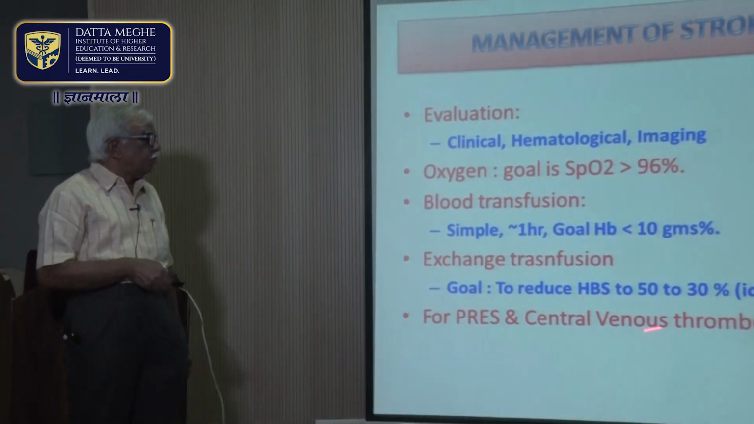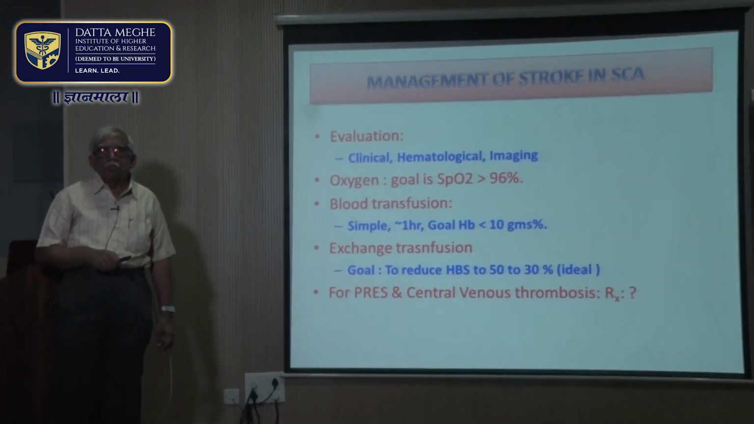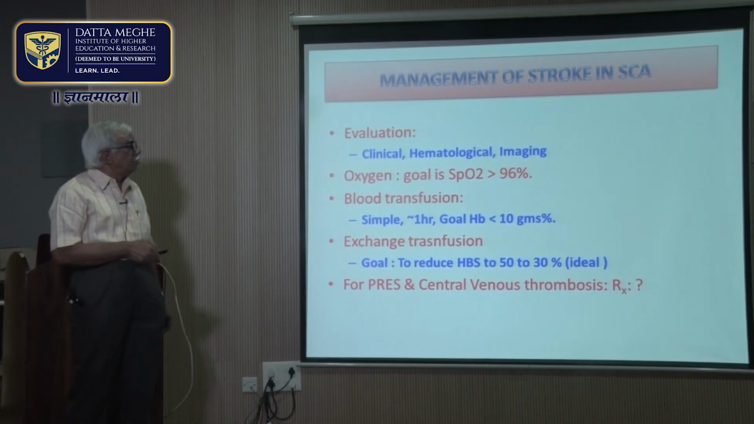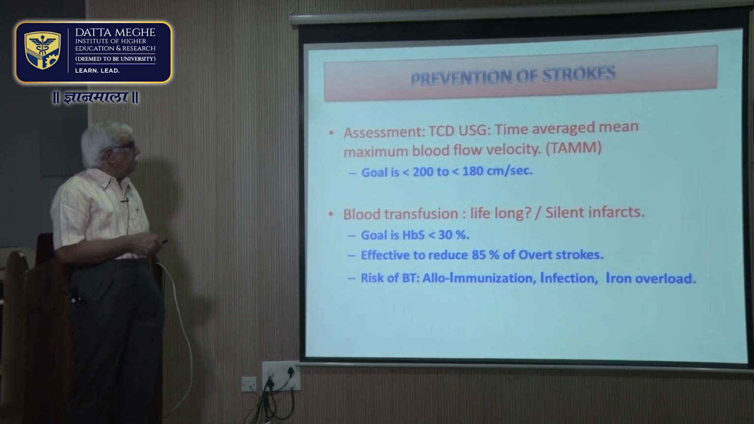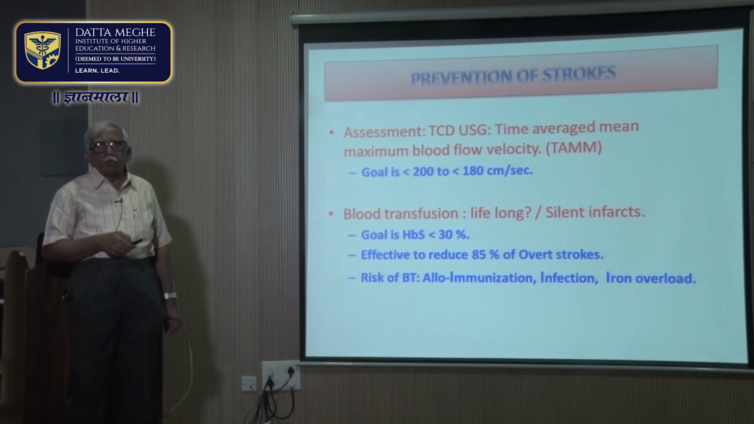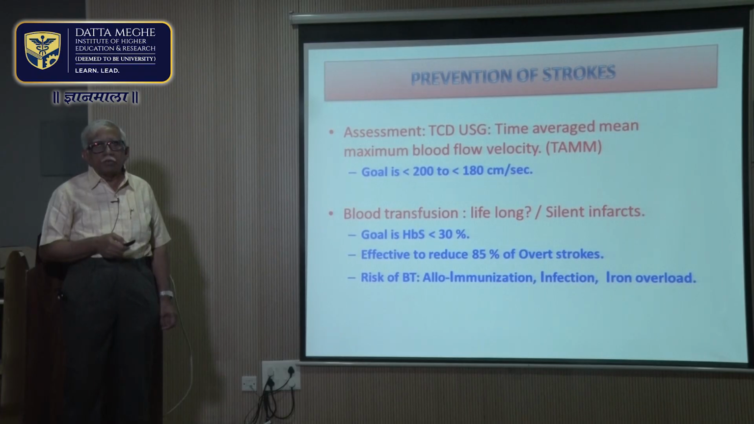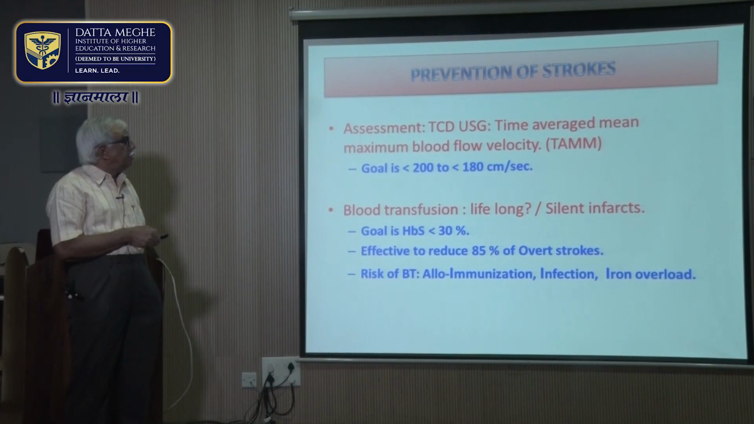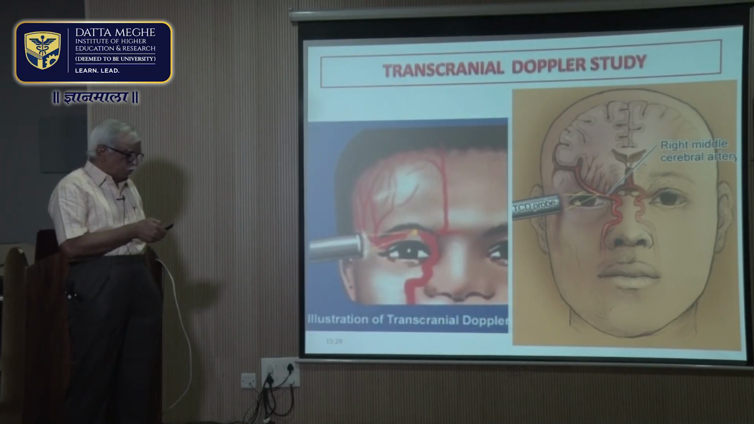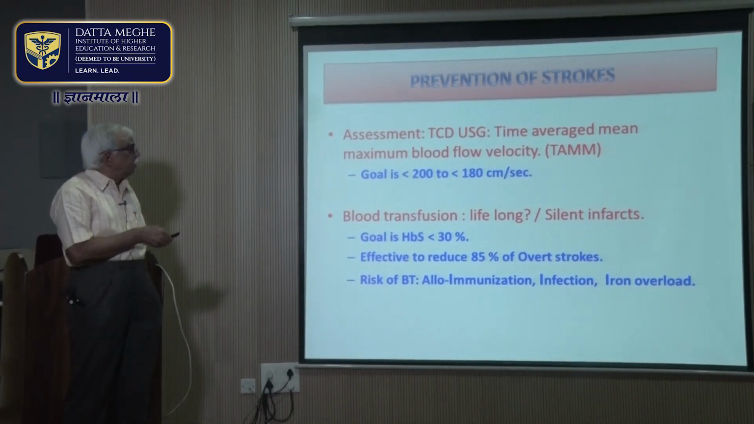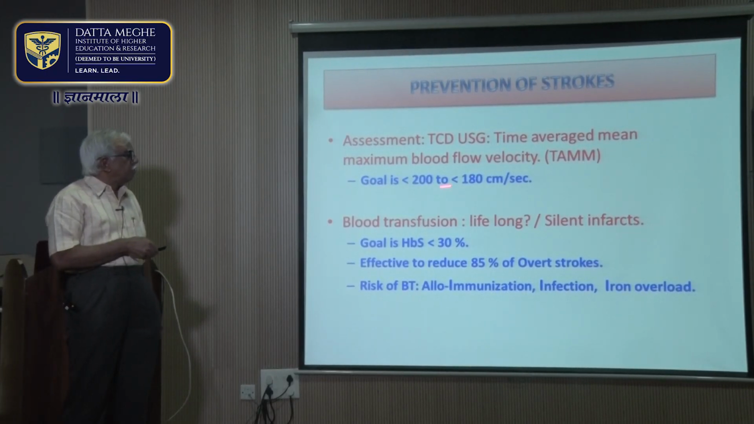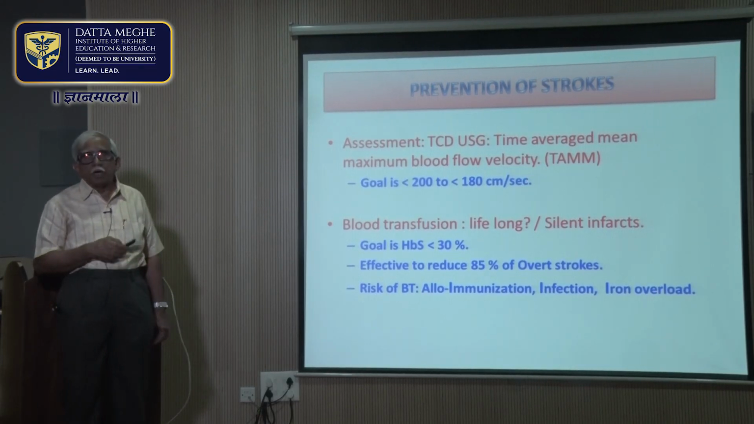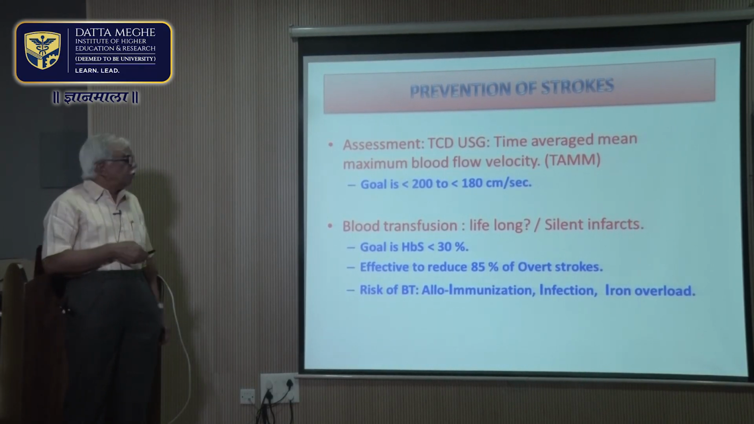For PRES and cerebral venous thrombosis, what type of therapy is justified is not well known, not well evaluated, and still an area of investigation. Now, prevention of strokes. Prevention is more important. A patient who has recurrent headache has a high chance, so he should be subjected to ultrasound, what is called TCD, transcranial Doppler study, and you have to find out whether the velocity is more than 200. If it is more than 200, there is a high chance that this patient is going to develop thrombosis in future.